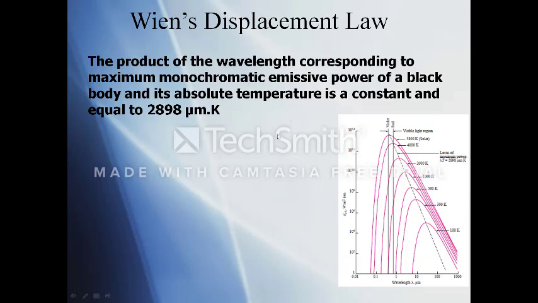And this Wien's displacement law says the product of the wavelength corresponding to the maximum emissive power of a black body and its absolute temperature T is a constant and equal to 2898 micron Kelvin. That is lambda max multiplied by absolute temperature of a given black body is equal to 2898 micron Kelvin.